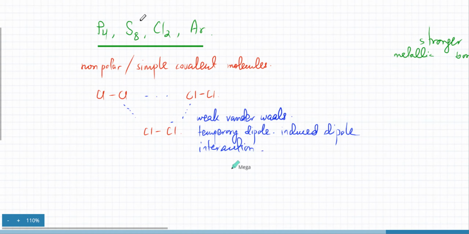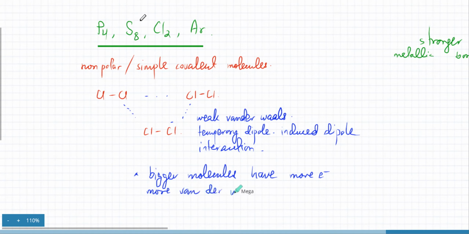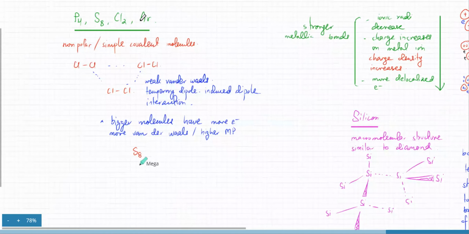Now, van der Waals depends on one thing, and that is size. Bigger molecules have more electrons, hence they are going to have more van der Waals forces, and they're the ones that are going to have relatively higher melting points. So at the top would be S8, the biggest molecule. It's going to have the most van der Waals forces, and then you have phosphorus, which is P4. Then Cl2 is smaller than both of them, and then you have argon.